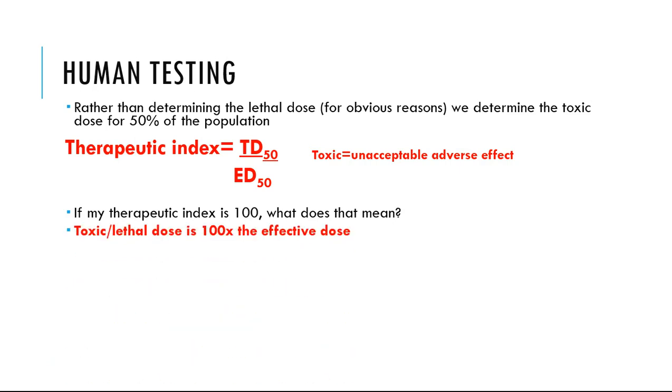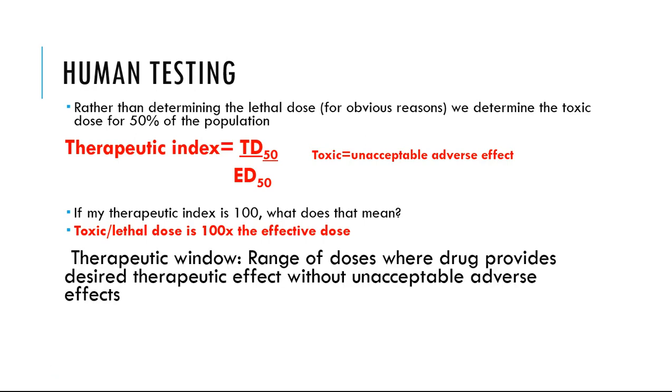So if my therapeutic index is 100, what does that mean? Well, it means that the ratio of the toxic or lethal dose is 100 times the effective dose. So that's a pretty good window. Now, the therapeutic window is the range of doses where the drug provides the desired therapeutic effect without unacceptable adverse effects. Okay? So the larger that therapeutic index, the larger the window as well.